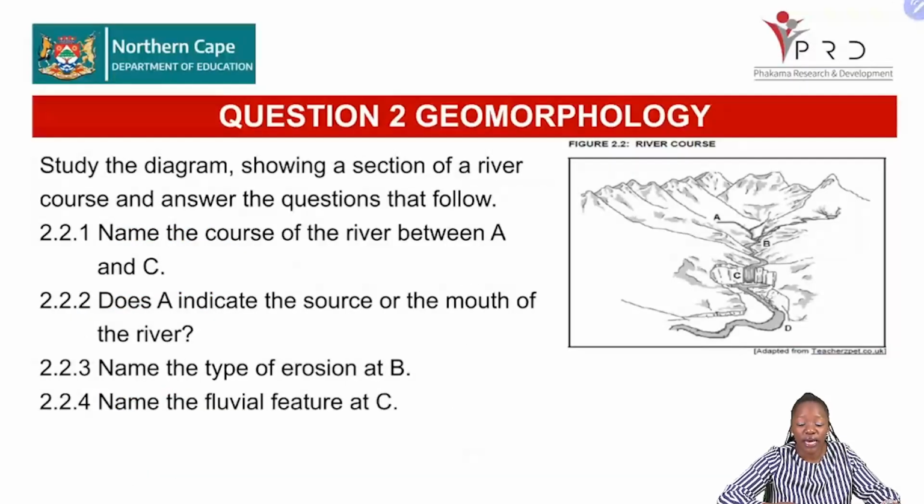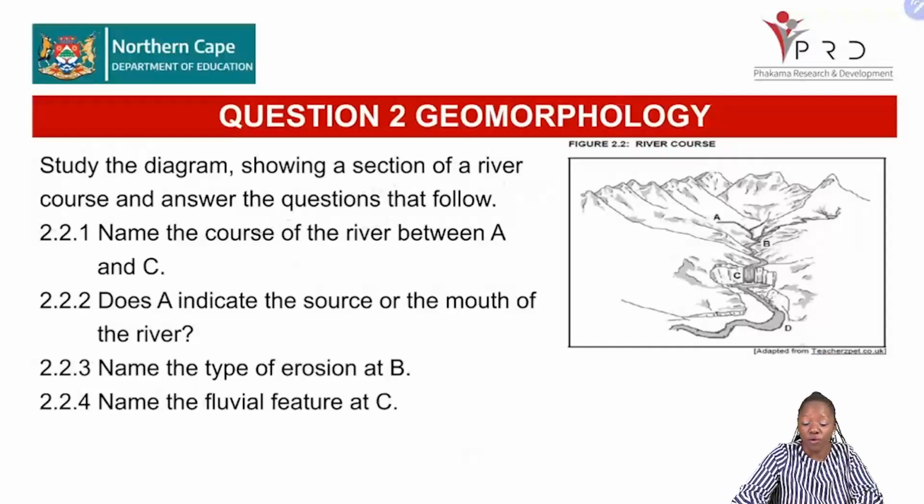Then we're looking at our next question. It is still on geomorphology. You study the diagram showing the section of a river course and answer the questions that follow. So you remember that we've got the river course. It has 3 courses. So now you have A, B, C, D. Remember, we said you need to go through the resources or the diagram that you are given first, so that you can familiarize yourself with what is happening in the diagram. And also, some of the answers will be in the diagram.